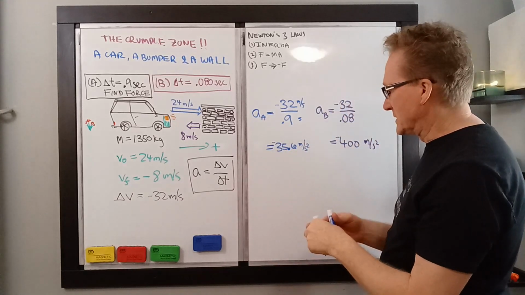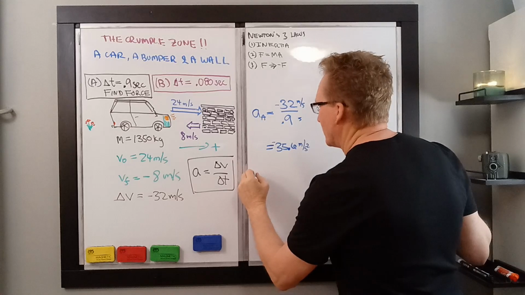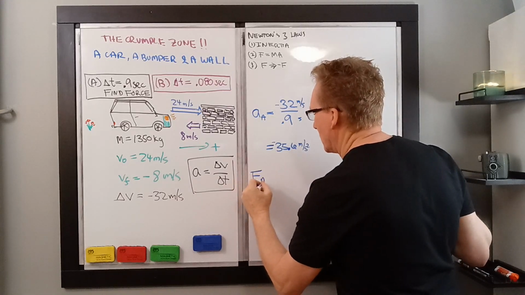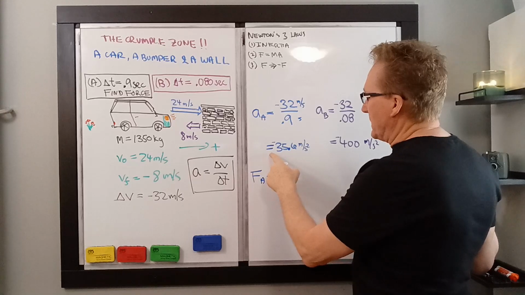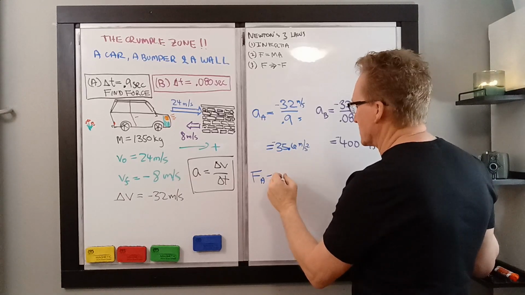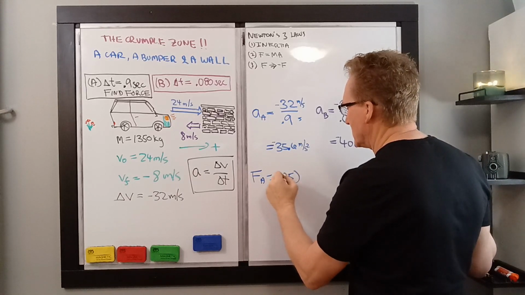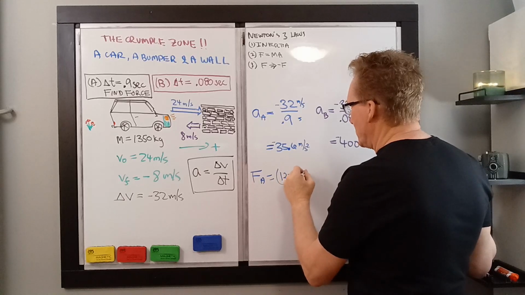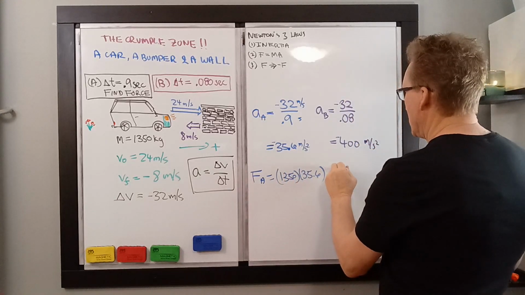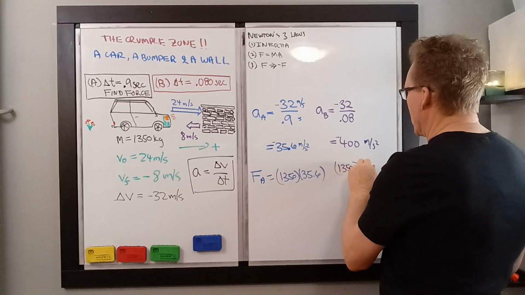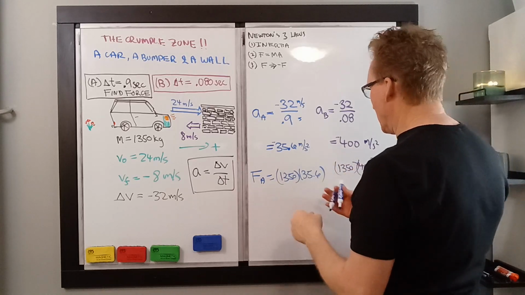Now we want the force. I'm going to do these in different colors. The force that the wall pushes on the car when it has the crumple zone is going to be equal to the mass times the acceleration. So it's going to be 1350 times 35.6. And over here, it's going to be the same, 1350 times 400. Quick calculation, let's get what those numbers are.